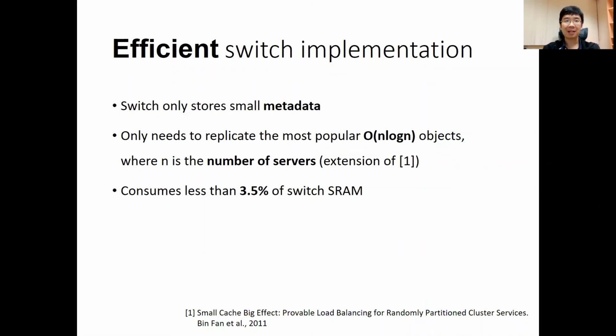One key benefit of the Pegasus design is that it enables a very resource-efficient switch implementation. First, the switch only stores small metadata. Secondly, it only needs to maintain state for a small number of replicated objects. In fact, the system only needs to replicate the most popular n log n objects to achieve strong load balancing properties, where n is the number of servers, not objects. This result is an extension of a previous work on caching systems. Our switch implementation only consumes less than 3.5% of switch SRAM, making it feasible to coexist with other switch functionalities.